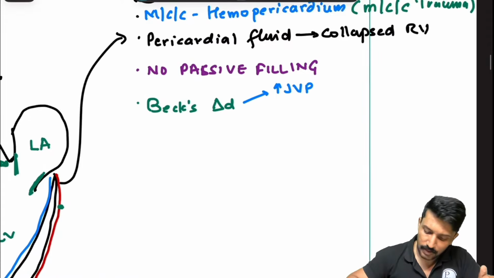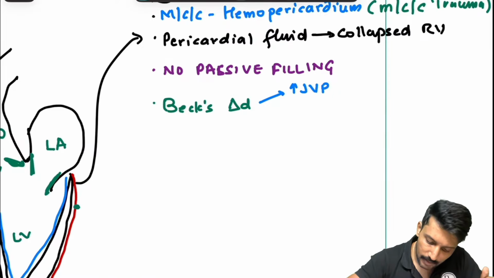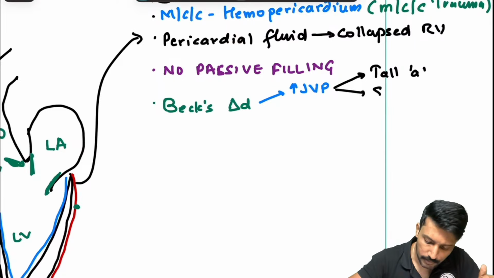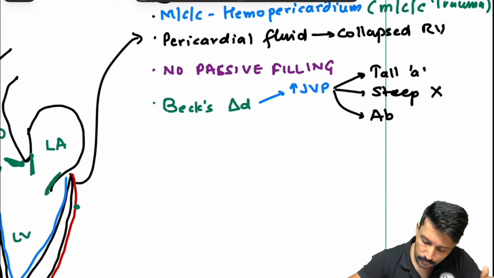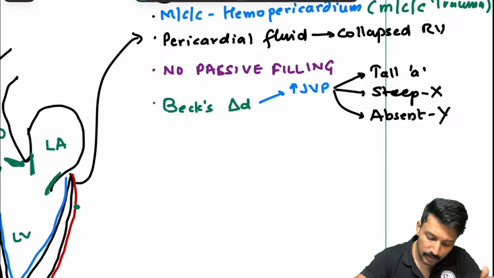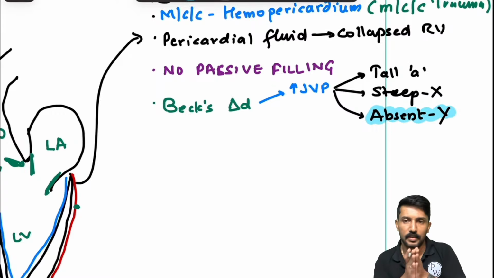And within that raised JVP, we should also know that it includes a tall A wave. And whenever the A wave is tall, we will have a steep X descent. The X descent becomes steep. The problem is we will have an absent Y descent. The Y descent is prominent or steep in case of constrictive pericarditis. In cardiac tamponade, no passive filling. The wave of passive filling is the Y descent, so no Y descent.